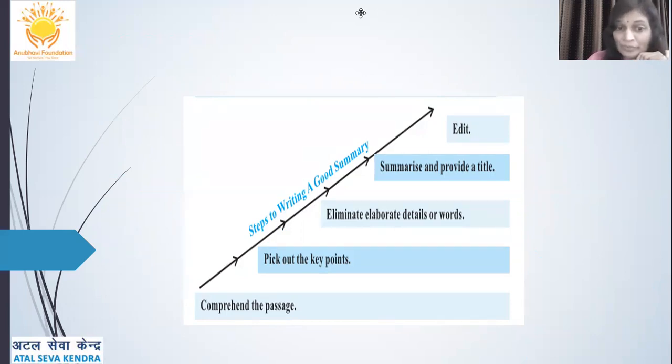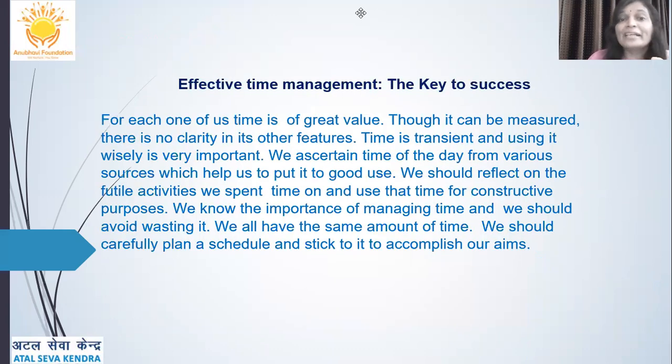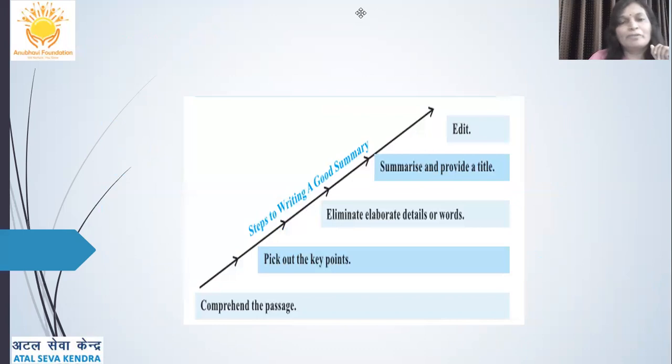Then what did we do? We picked out all the key points, right? And we eliminated, we did away with all the elaborate details or words which were included. Then what did we do? We summarized it in our own words. We provided a title. And it is always important to go back and check your work for spelling mistakes, grammatical errors. All right. Is there any kind of repetition which has occurred? There are so many mistakes which may creep in while we are summarizing. So it is always better to edit your work before submission. That is again very, very important.